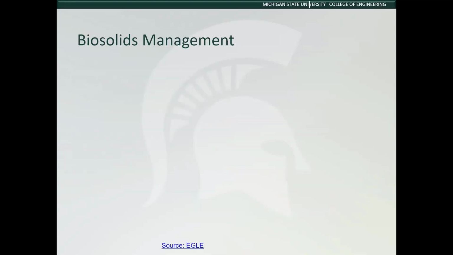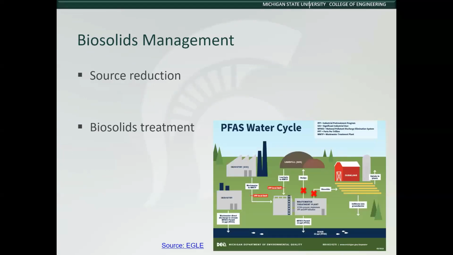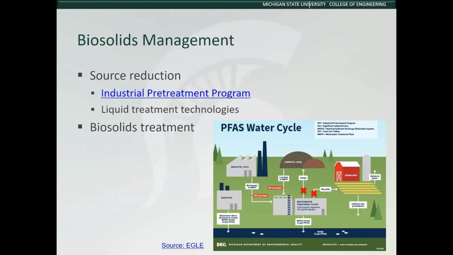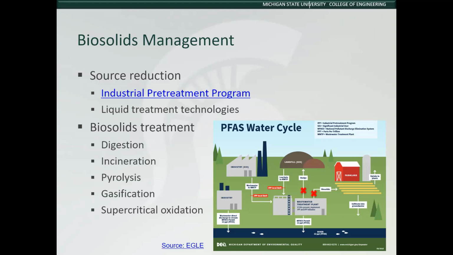In this talk, I will focus on source reduction and biosolids treatment, both with the goal of keeping PFAS out of the environment. Source reduction includes the industrial pretreatment program, along with liquid treatment technologies, and biosolids treatment includes digestion, incineration, pyrolysis, gasification, and supercritical oxidation. There are other processes, but these are the most common, and we simply don't have time to cover all of the treatment processes.